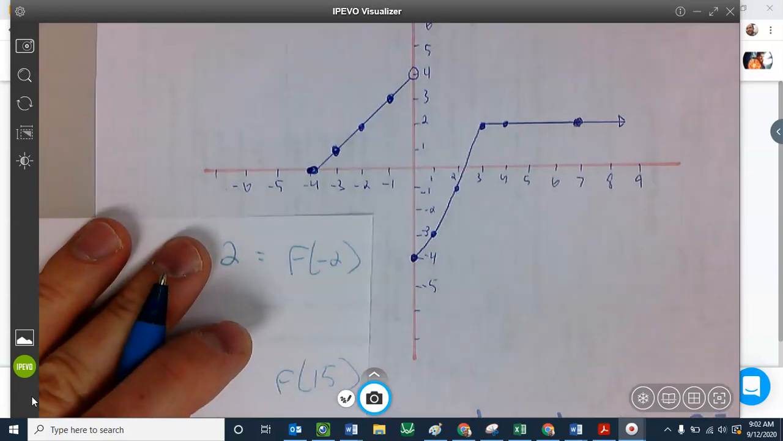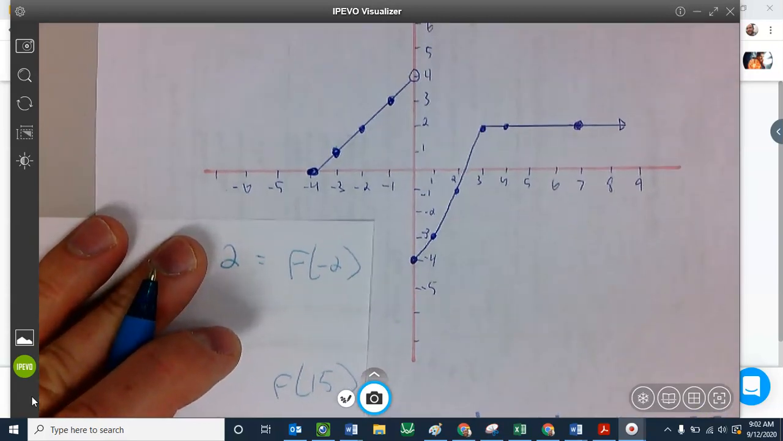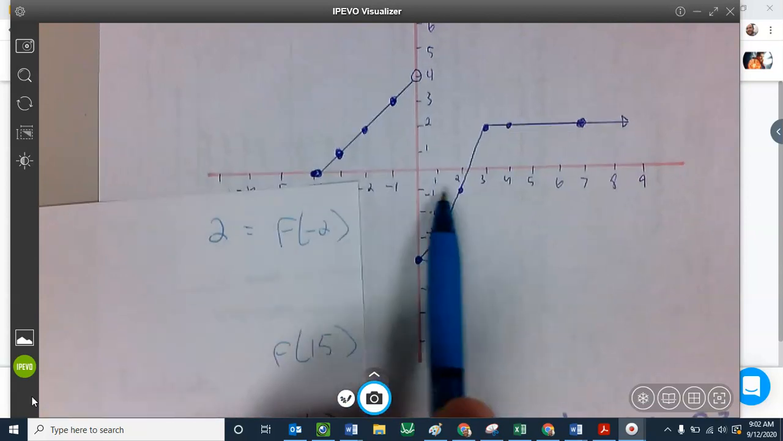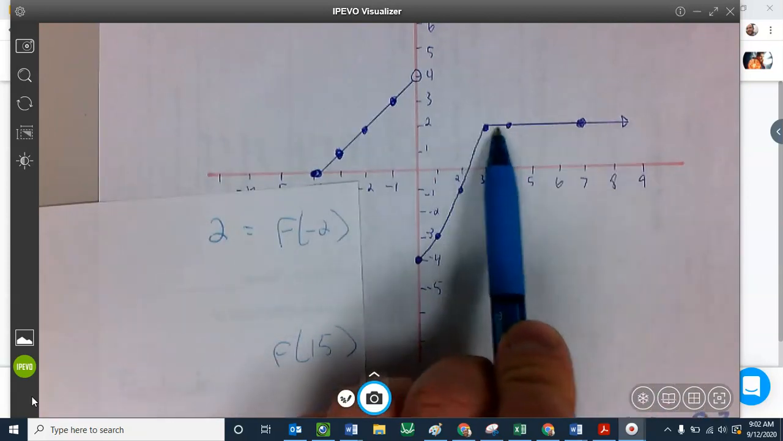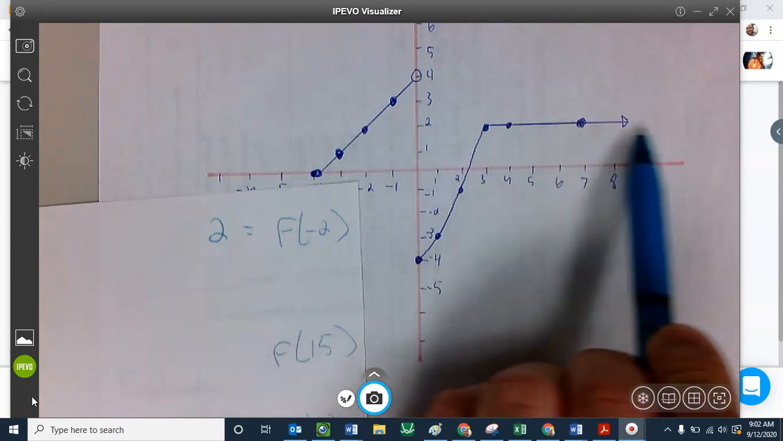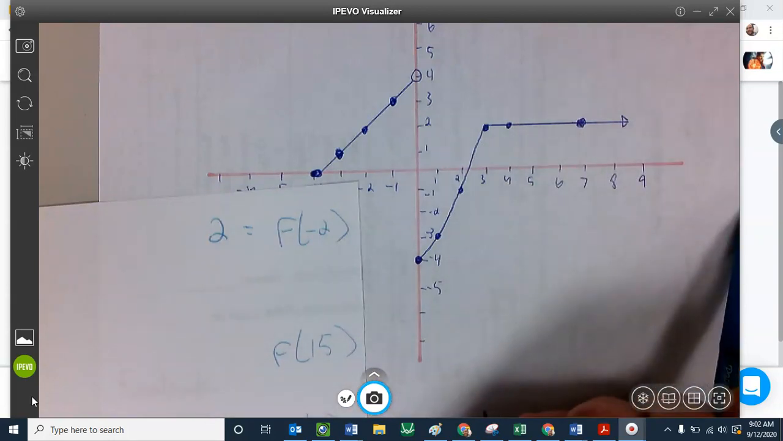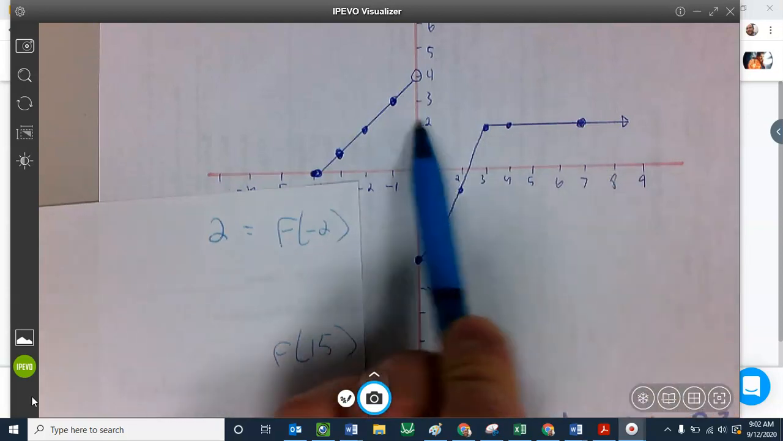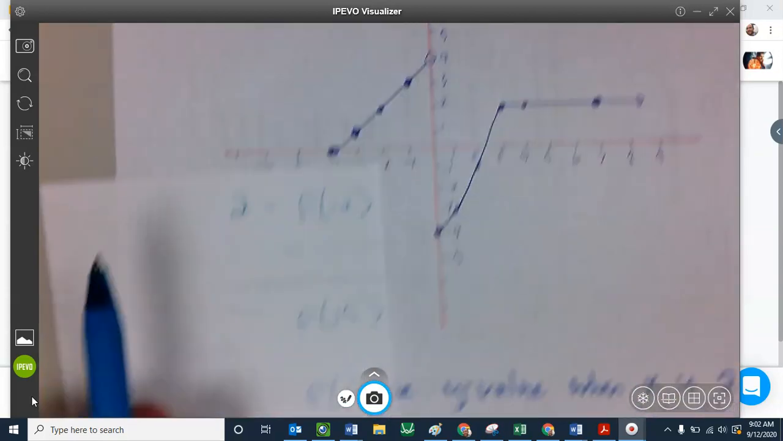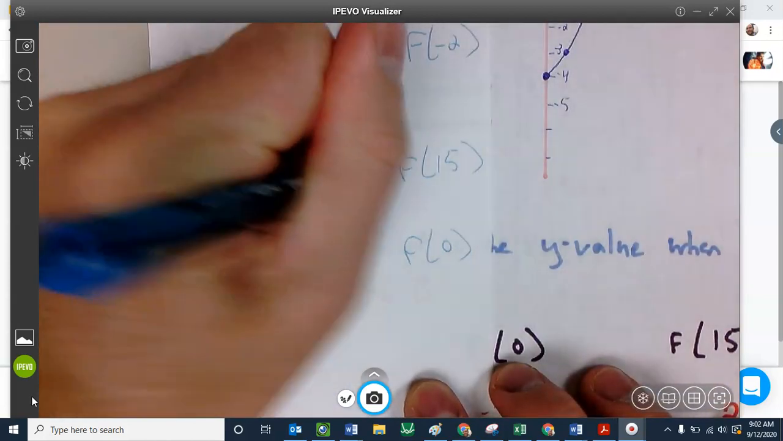The next one says f of 15. Well, that gets a little bit different, right? F of 15. 15 isn't on my graph. But because of this arrow, we know it's going to stay constant. It's going to be the same line by the time I got to 15. So if I get to 15, wherever it is, I know I'm going to have to count up 1, 2 to get to this line. So f of 15, that's just also 2.